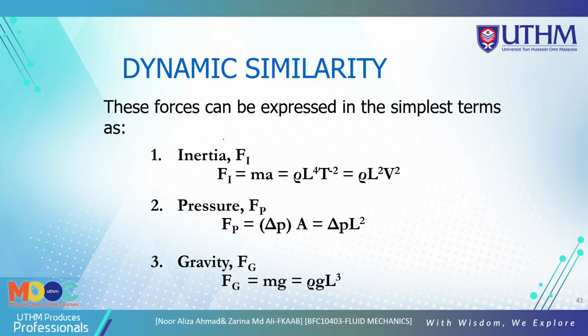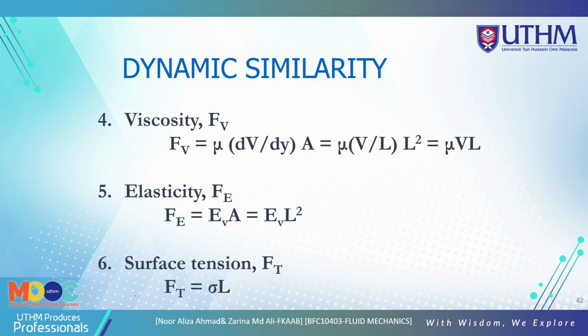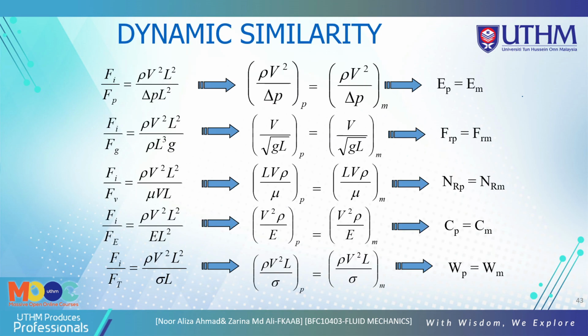These forces can be expressed in simple terms: inertia, or F_I is equal to ma, using the density times the length to the power of 4. Actually this is based on the unit. The mass is based on the density and so on, and the pressure here. No need to worry because this is just for your theory. Then the viscosity, elasticity, and surface tension are based on this. Actually this formula is given in your final, if they have a calculation based on dynamic similarity.